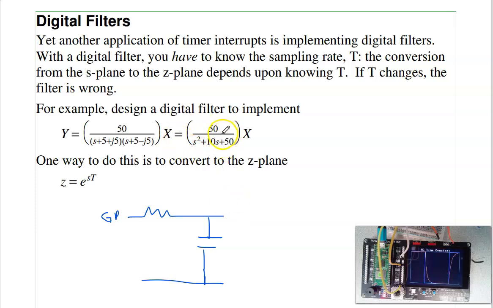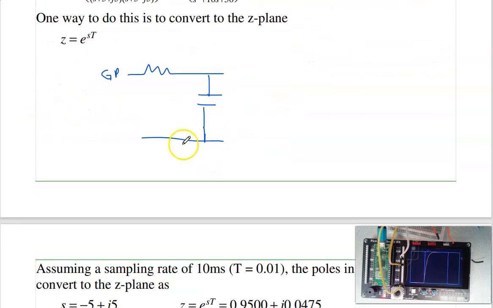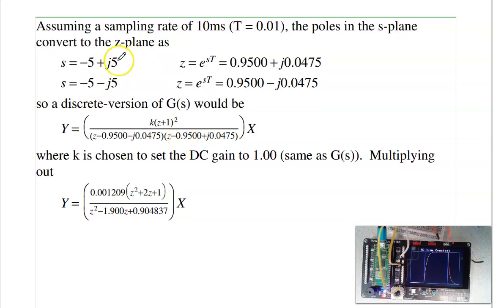Anything I can do in hardware, I can do in software. In software, I actually want to implement it using Z-transforms. So suppose I want to implement this filter. That's a second-order Butterworth low-pass filter. Poles are at -5 plus or minus j5. Here's the transfer function. A little bit harder to do in software. If I convert to the Z-plane, that makes it fairly easy to do. I convert as z equals e to the sT. So here are the poles in the S-plane, and the poles in the Z-plane. Multiply it all out. Here's my transfer function.